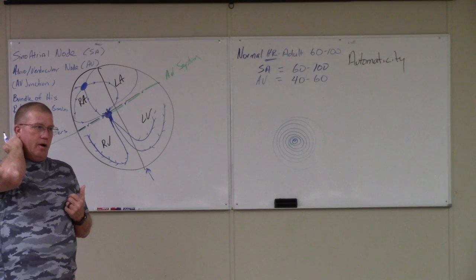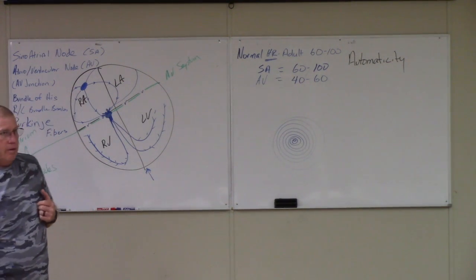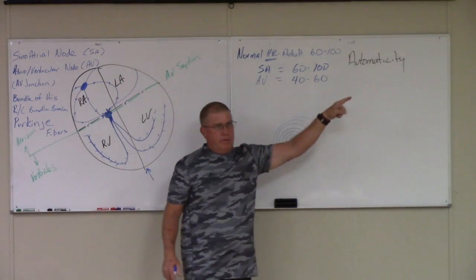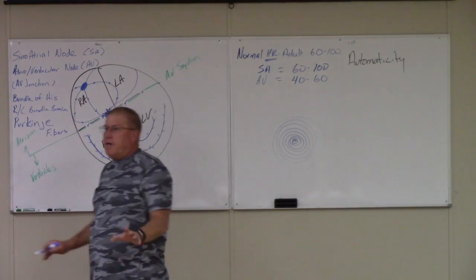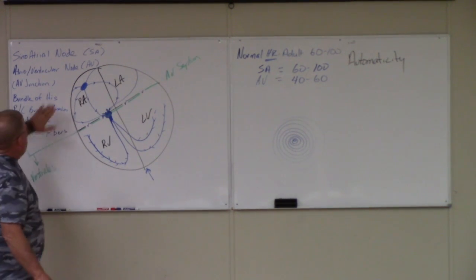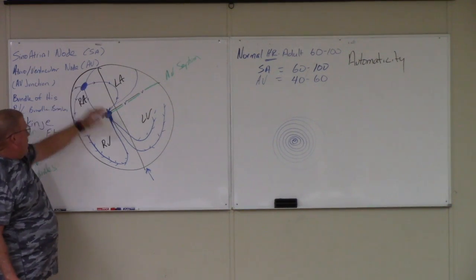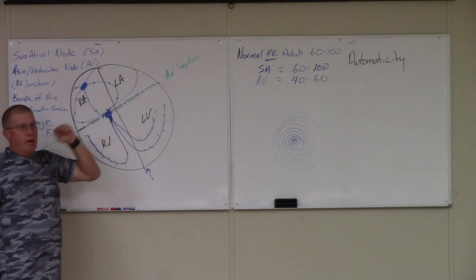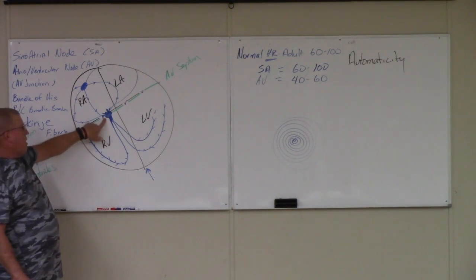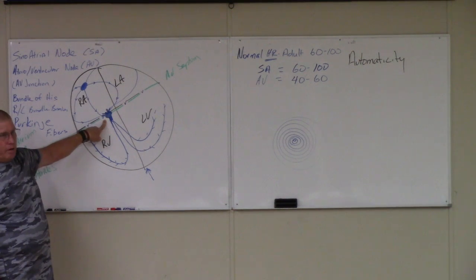SA node inherent heart rate. This is something you need to write down. 60 to 100. What, heartbeat? Heart rate, SA node, 60 to 100. Okay? AV node. Now here's the problem with this. If the SA node decides it's not working anymore, and the AV says, okay, you're not going to give me a heartbeat, I'm going to give you one. So the AV node starts sending out the impulse to contract the heart.